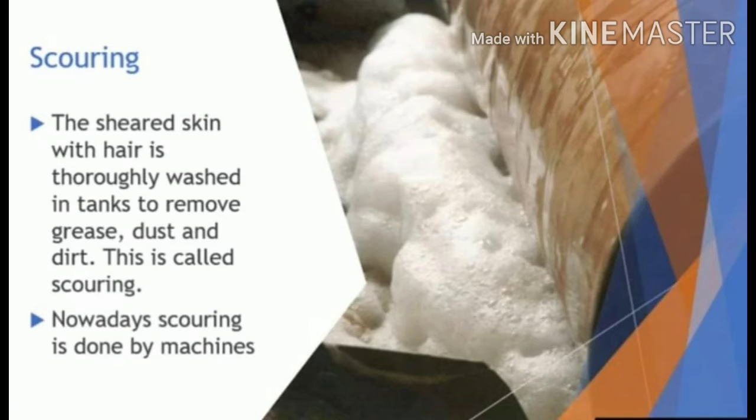The second step of wool yielding is scouring. The sheared skin with hair is thoroughly washed in tanks to remove grease, dust, dirt and other impurities. This is called scouring. Students, nowadays scouring is done with the help of different types of machines. So students, I think it is clear to all how scouring is done. Scouring means impurities can be removed.